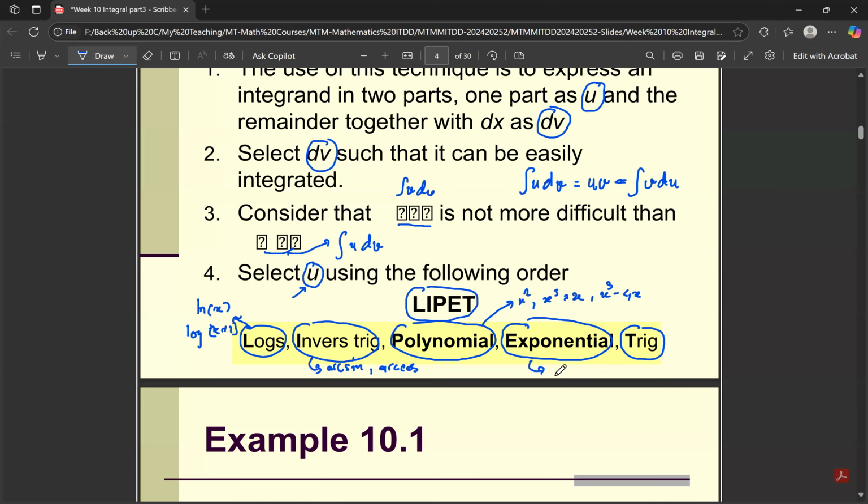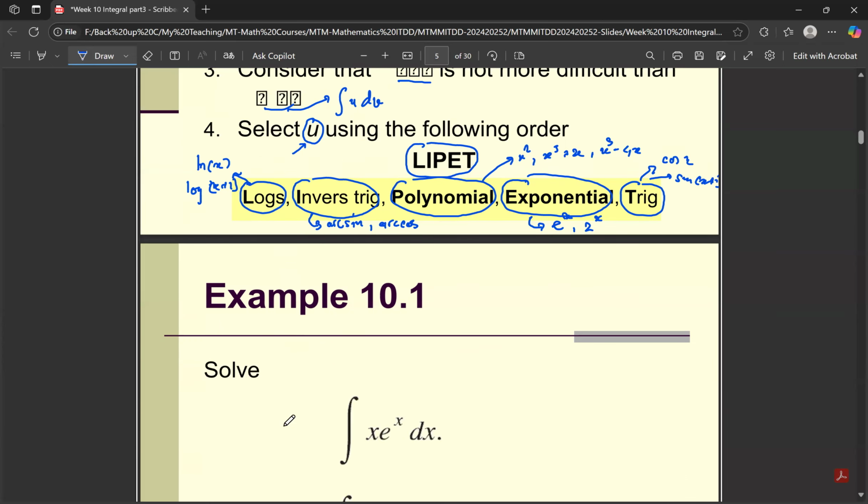And what about exponential? Exponential can be x power of e or x power of 2, and so on. Trigonometry, what kind of trigonometry? It can be cosine, or it can be sine x plus 1, and so on. Yeah, some function of the trigonometry. I hope you already know well also about the function of trigonometry.